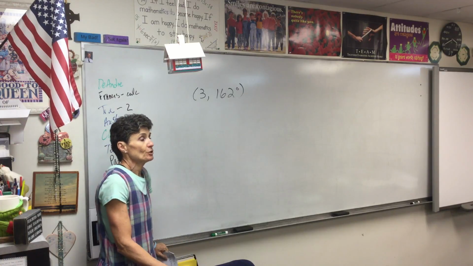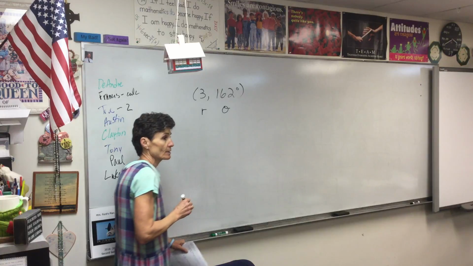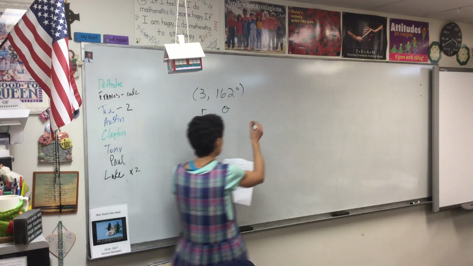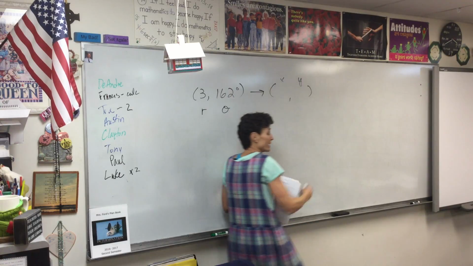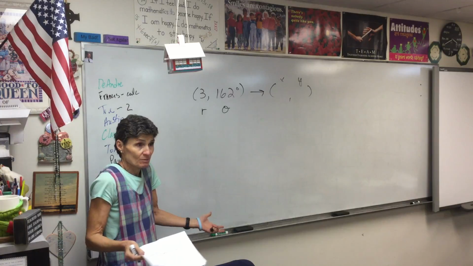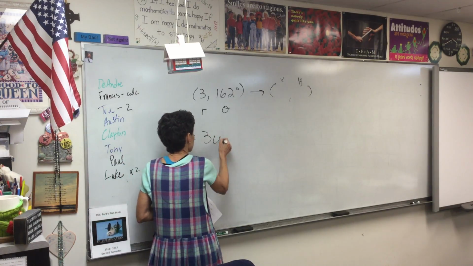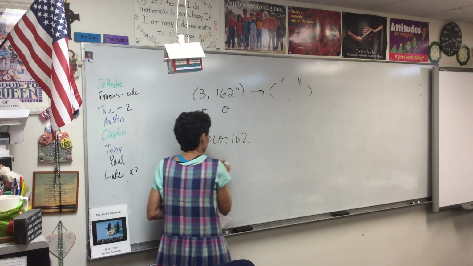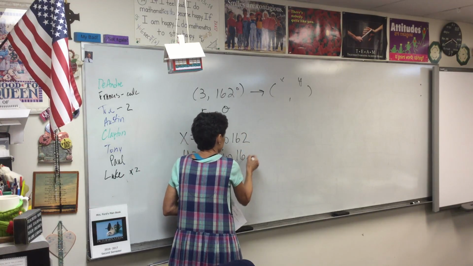3, 162. This is R and theta. Your job is to find X and Y. Well, shoot, we've done that a ton today. How do you find X? What does X equal? X equals 3 cosine 162, and Y equals 3 sine 162.